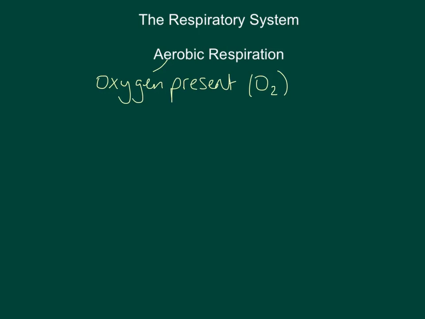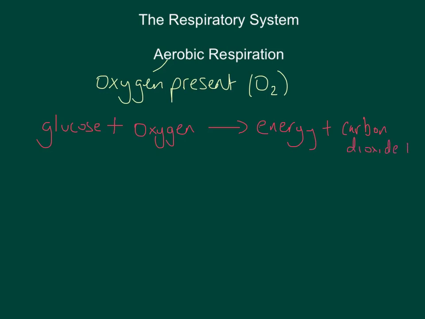Now the equation that is used to show what occurs during aerobic respiration is this. So first of all, we take on glucose and we use that plus oxygen, and that is converted to, or becomes, energy, which is very useful for the body obviously, plus carbon dioxide plus water.